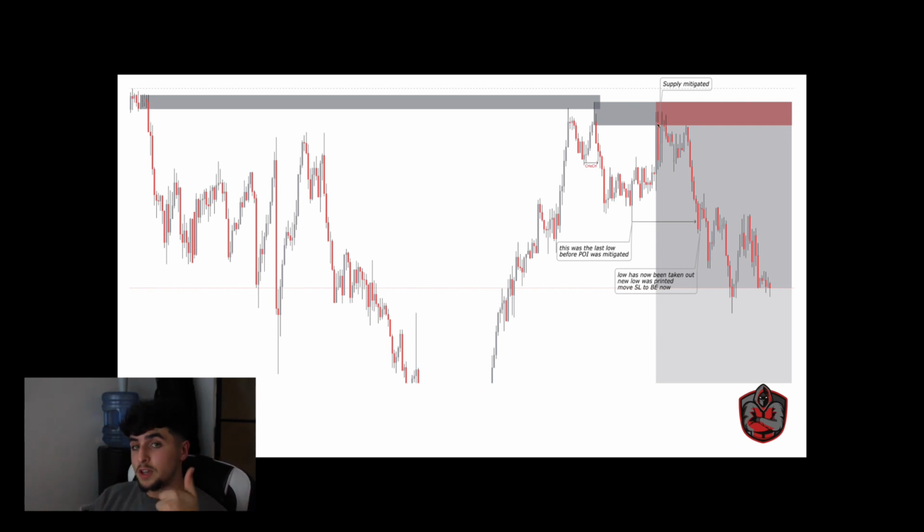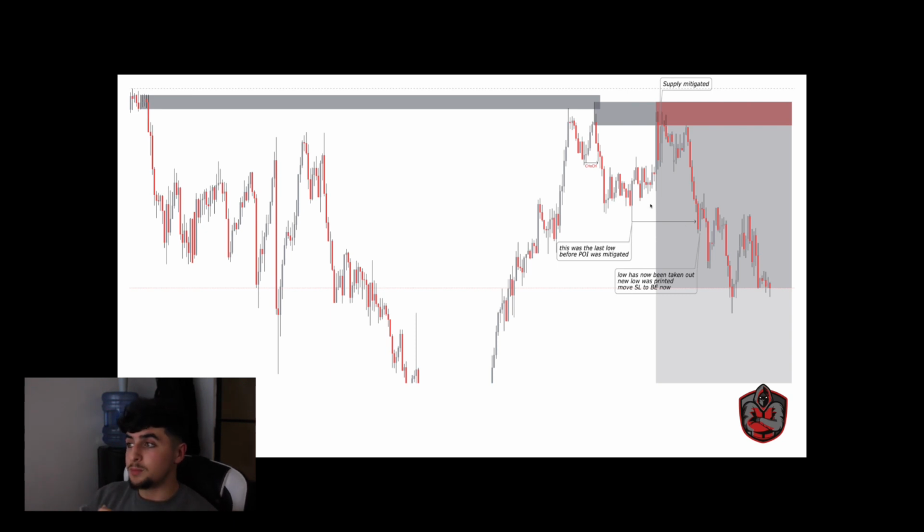But remember, the first thing we must identify is the last low before your area, your point of interest, okay? So essentially this was the last low, correct? Once price pulls back and mitigates our level of supply and starts to move in our intended direction, we must wait for price to take out that last low. As you can see here, this was the last low before the point of interest was mitigated, right? But now the supply was mitigated, and what happened here? The low has now been taken out and a new low was printed. This is when you'll move your stop loss to break even.